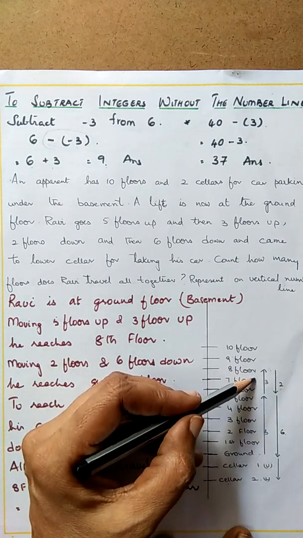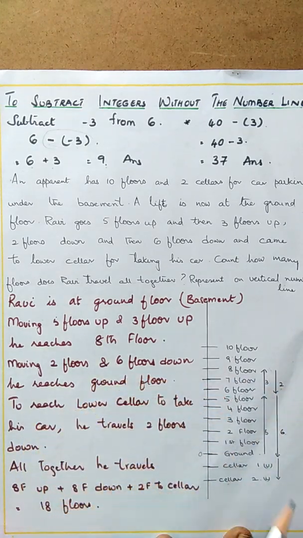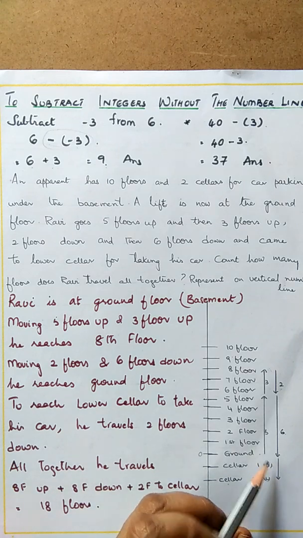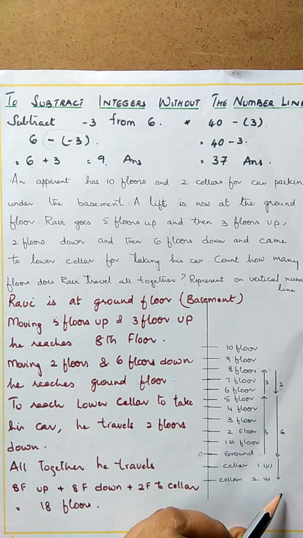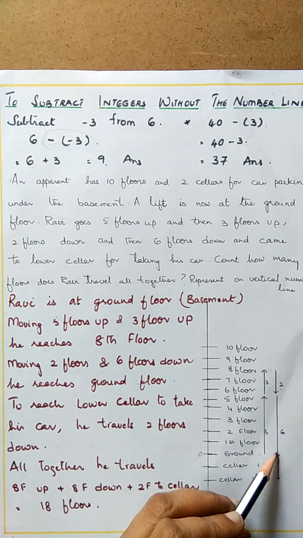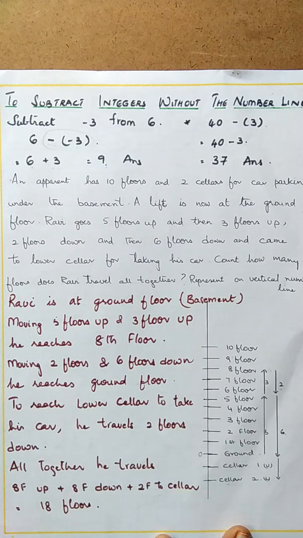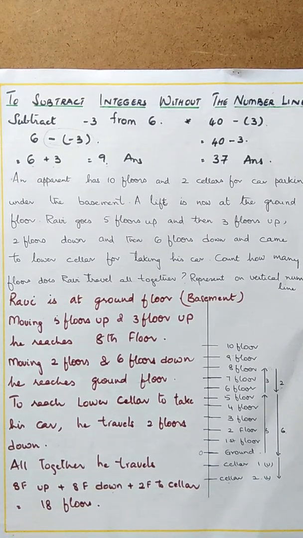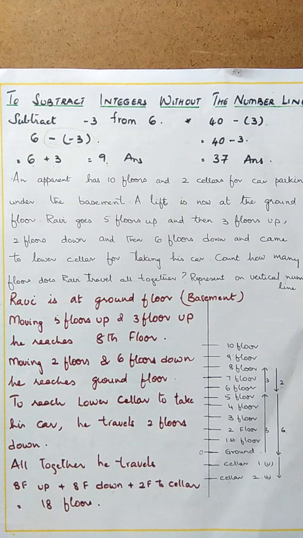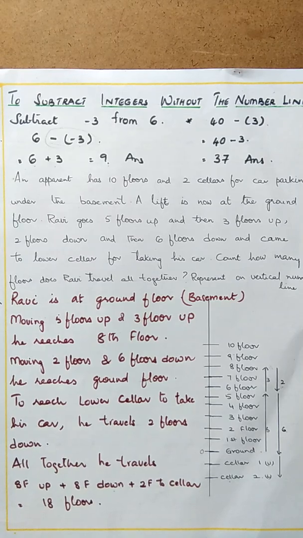So, first he travelled 8 floors up, then 8 floors down, he came down. Then he moved to the lower cellar to take his car. So, 2 floors again he moved down. So, finally, 8 floors up he had gone, 8 floors down he came, and again 2 floors to the cellar. So, totally he had travelled 18 floors. So, like this you can use the integers for solving problems also. Okay. So, some work will be given to you, you do them and then show your work.